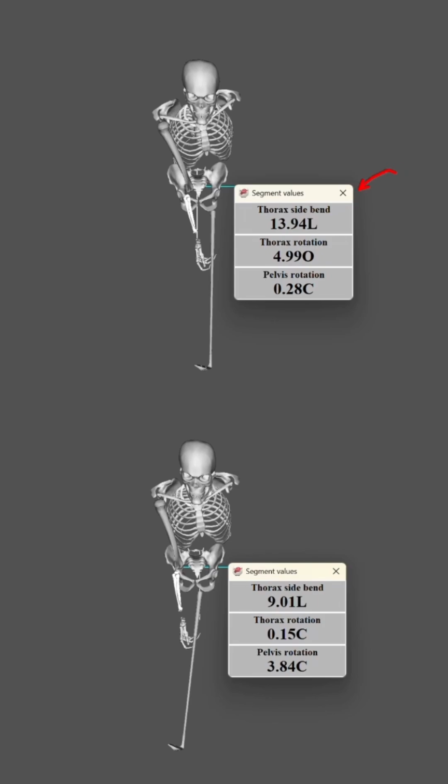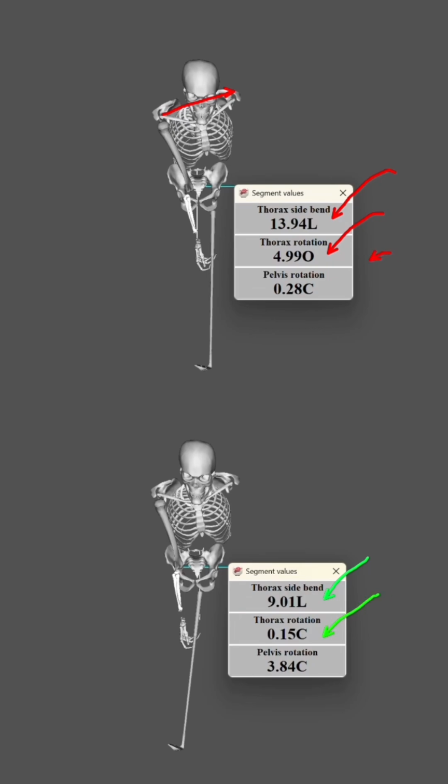Well, we have a little change in the thoracic side bend. Now, thoracic side bend is just basically, let's keep it nice and simple, the tilt of the shoulders at setup. So we have about 14 degrees above. Below, we have only 9 degrees. So about a 4 or 5 degree change. When we look at the chest rotation above, what do we have there? Well, we have 5 degrees open. Below, we have basically 0, so a 5 degree difference.